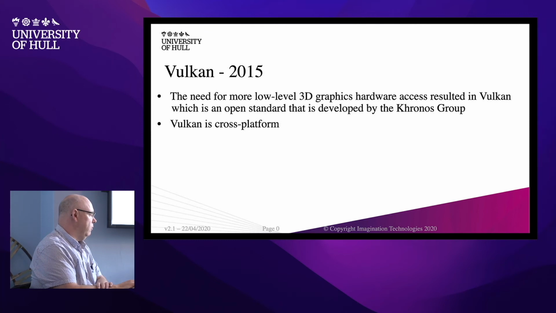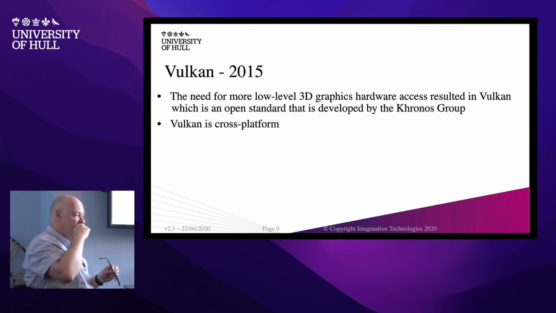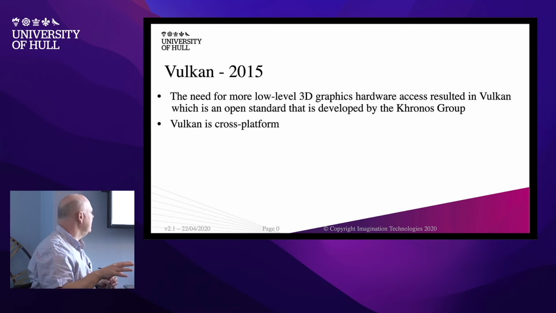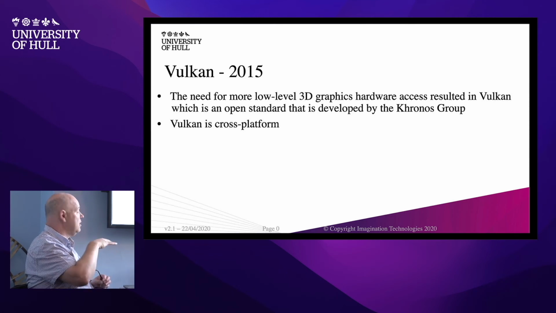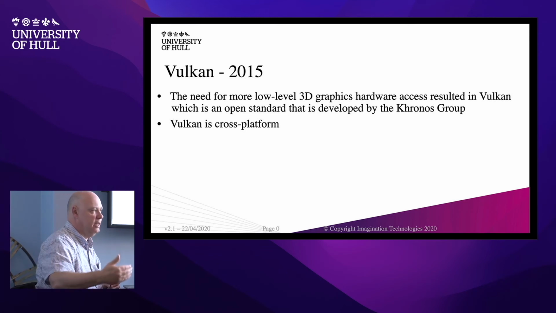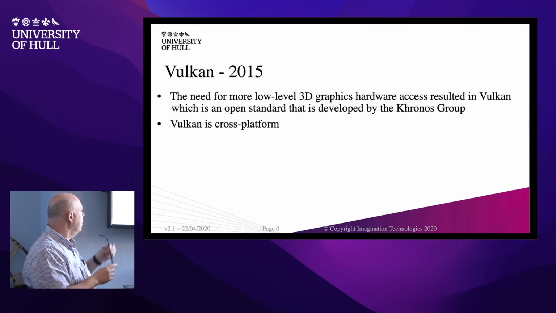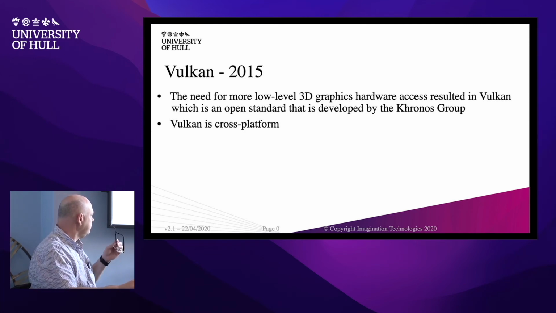OpenGL ES 3.1 comes along, and this is where we have compute shaders. Like I've already mentioned, GPUs are very good at matrix and vector calculations, and therefore actually using the GPU as a specialist kind of processor was available from OpenGL ES 3.1.